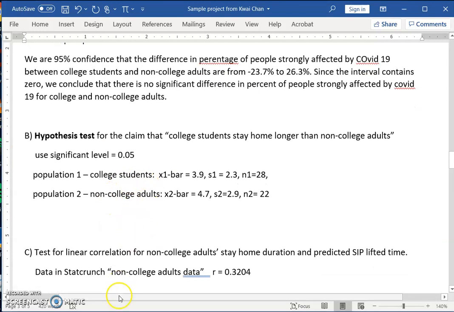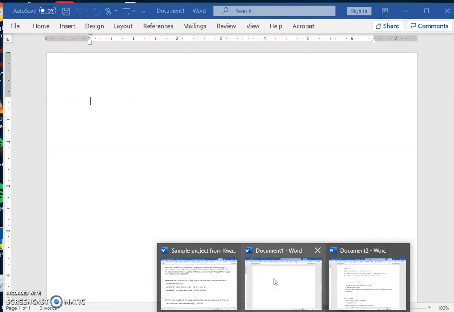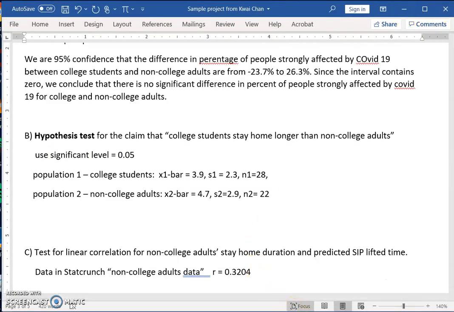And then next we would do a hypothesis test for the number of stay-home days between college students and non-college adults. Our summaries are written here. So what we do is we'll just do our summarization here from StatCrunch. So enter these into StatCrunch and do it.